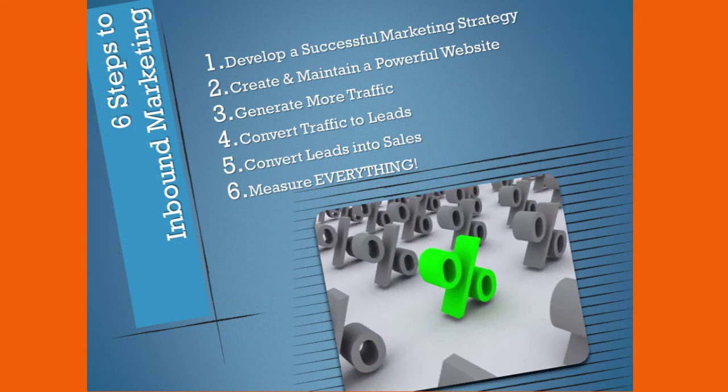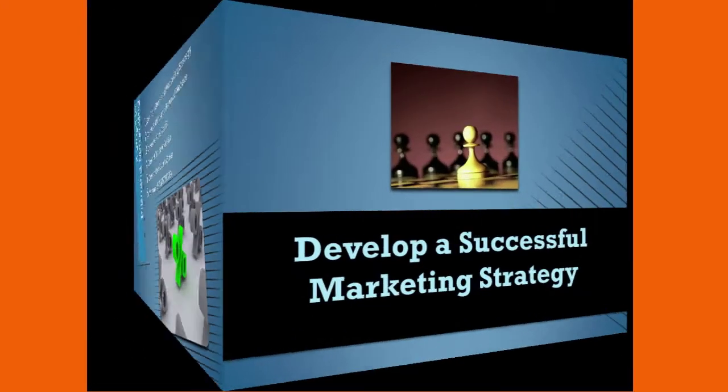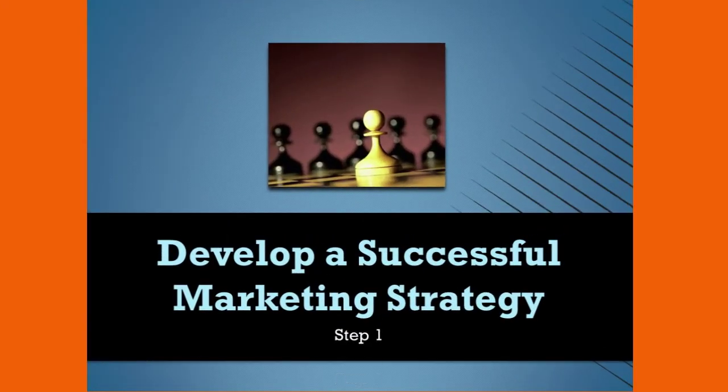All right, so there are really 6 steps to inbound marketing. The first one is to develop a successful marketing strategy. The second is to create and maintain a powerful website, because that's really the core of what your marketing system relies upon. And then with that site, you can generate more traffic, and then you'll convert that traffic into leads, and then you convert those leads into sales, and then you go back and you measure everything. And then you go back and refine it, tune it, tweak it, and then you'll start the process all over again.